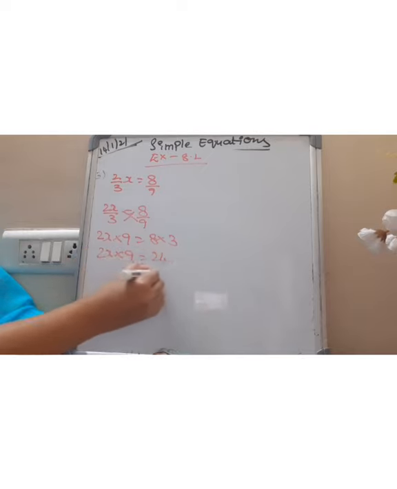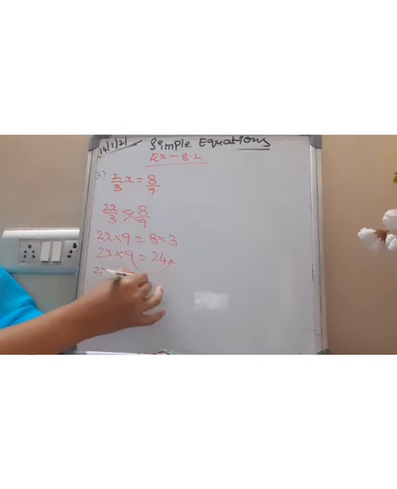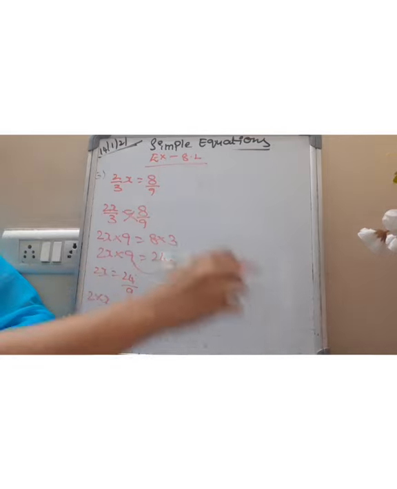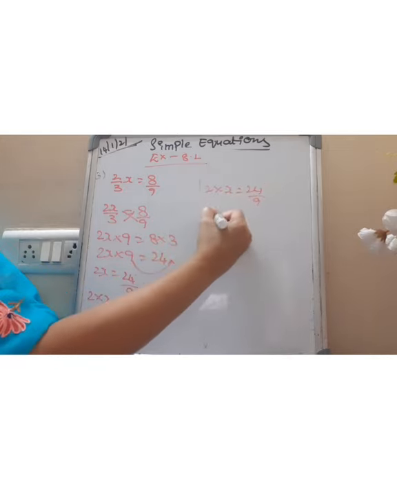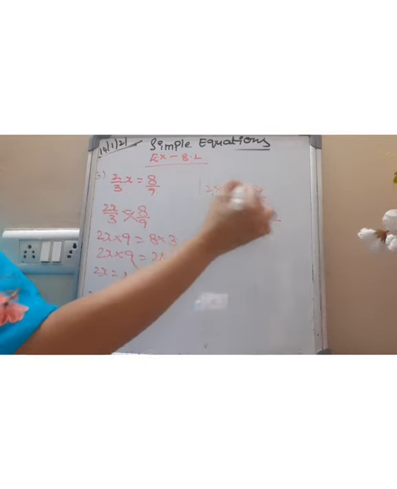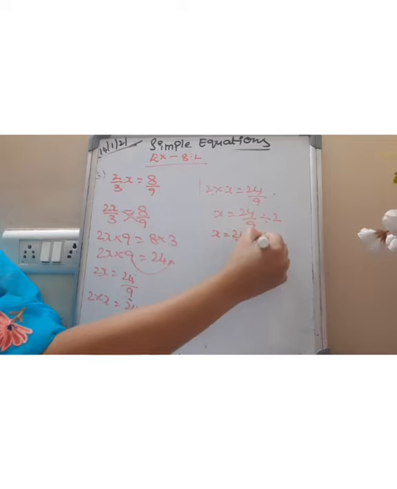The first step is we will remove 9 from this side. So 2x is equal to 24 divided by 9. Okay. Again this is 2 into x is equal to 24 divided by 9. We will continue the same problem here. 2 into x is equal to 24 divided by 9. x is equal to 24 by 9 divided by 2. Again multiplication will go to the division form. 24 by 9 multiplied by 1 by 2.